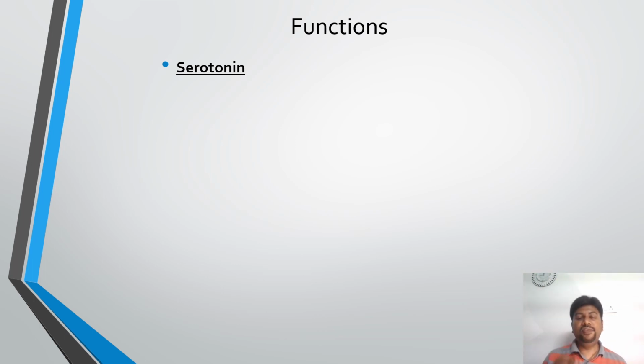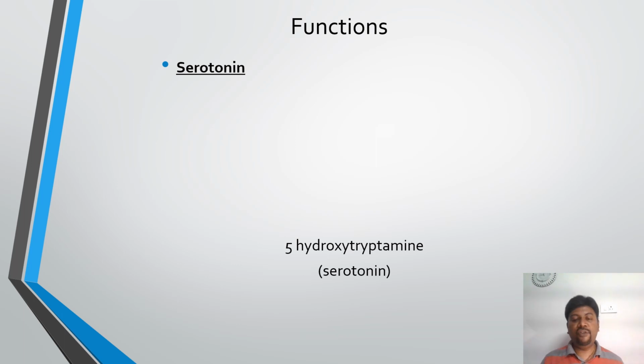Now we will see how all these compounds are synthesized from tryptophan and what are their biological functions. You should be knowing about each one of these compounds. So first we will discuss serotonin. What is the other name of serotonin? It is nothing but 5-hydroxytryptamine. This is the other name for serotonin.